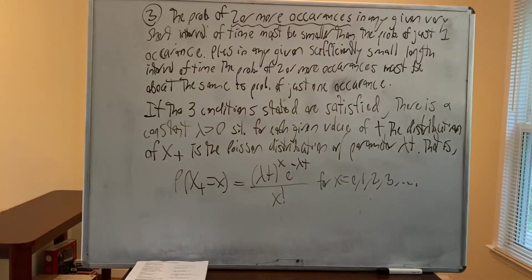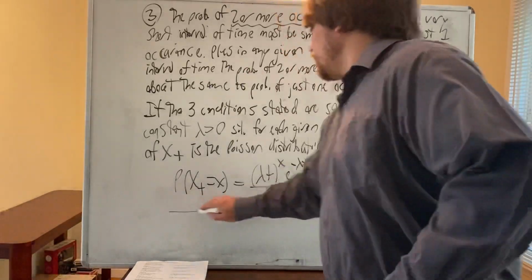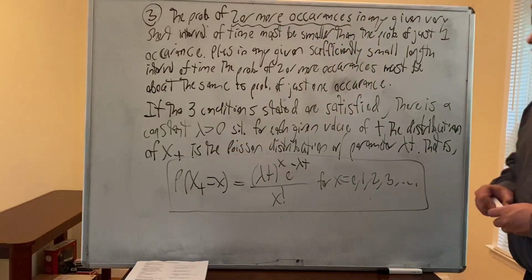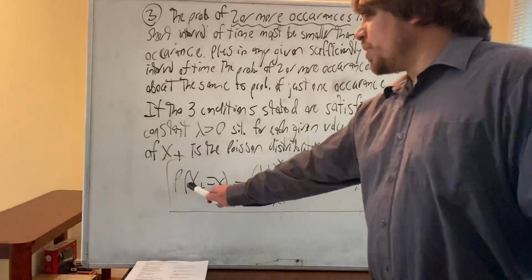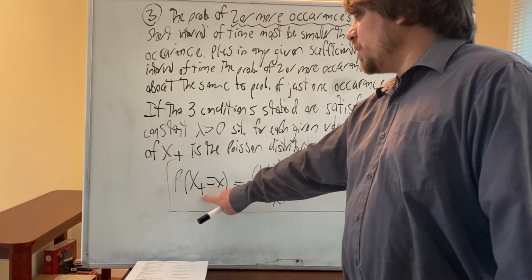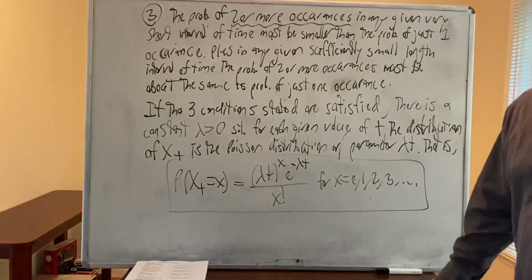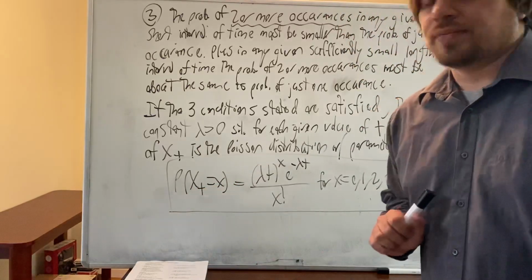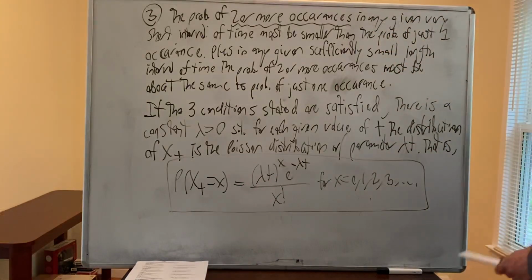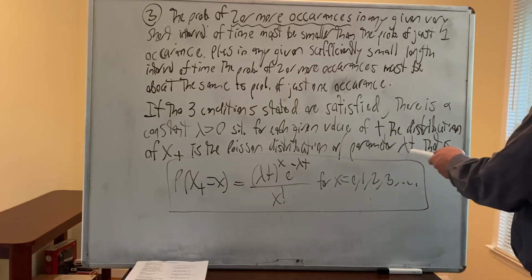Okay, so if the 3 conditions stated are satisfied, there is a constant lambda greater than 0 such that for each given value of t, the distribution of X sub t is the Poisson distribution with parameter lambda t. And that is, you get this equation. This is the probability that the number of occurrences of a phenomenon in some fixed length t interval is equal to little x. This is the probability that the phenomenon you want to observe happens little x times in a fixed interval of length little t, and it is represented by the Poisson distribution with parameter lambda t.